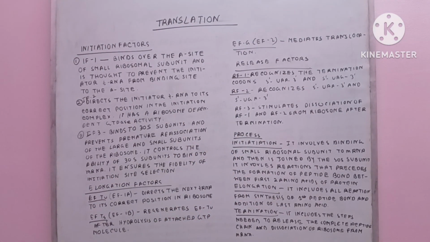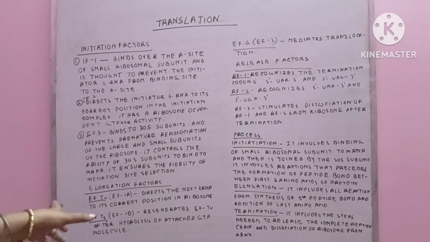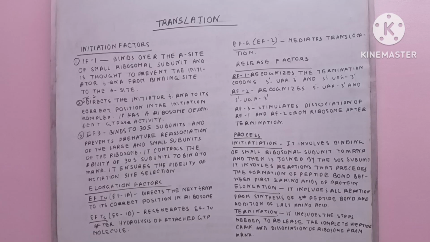And the last one is the termination process, where the complete peptide chain is released and the ribosome dissociates from the mRNA. That means it stops the translation process. There are some initiation factors, some elongation factors, and some release factors. These are also important for the continuation of the translation process.